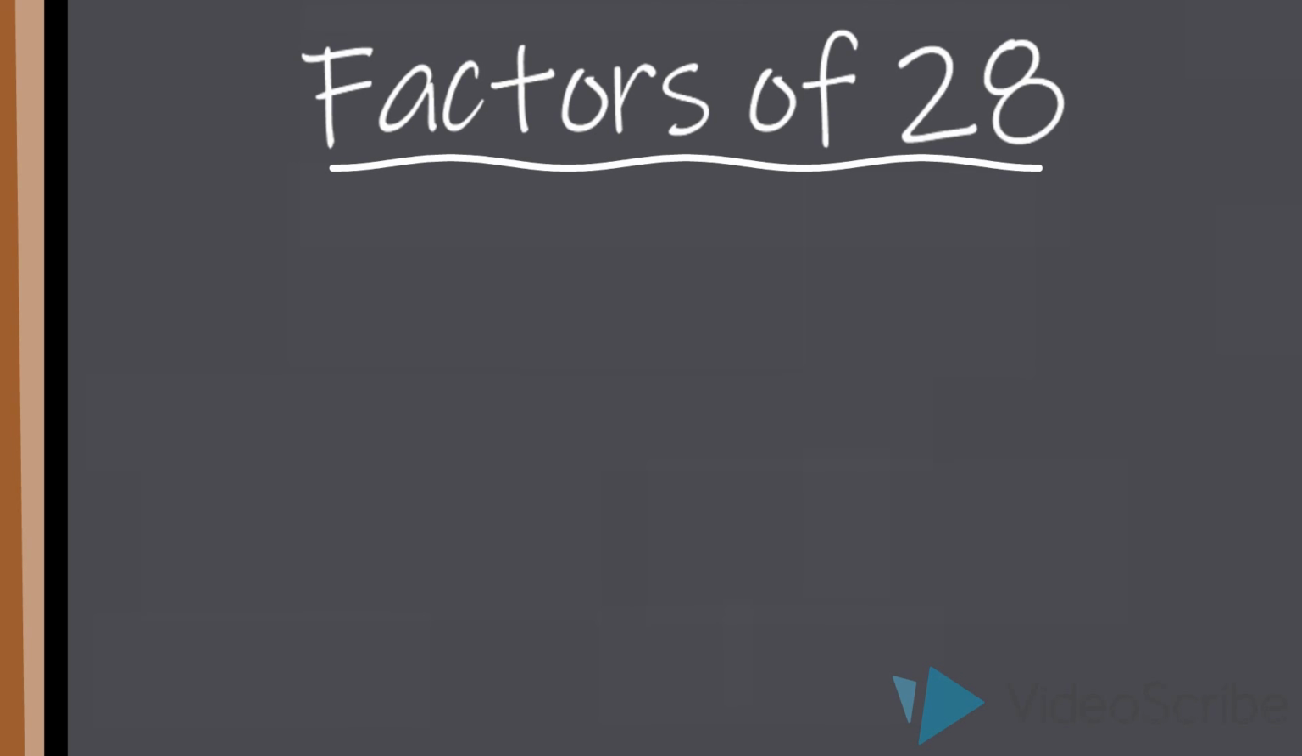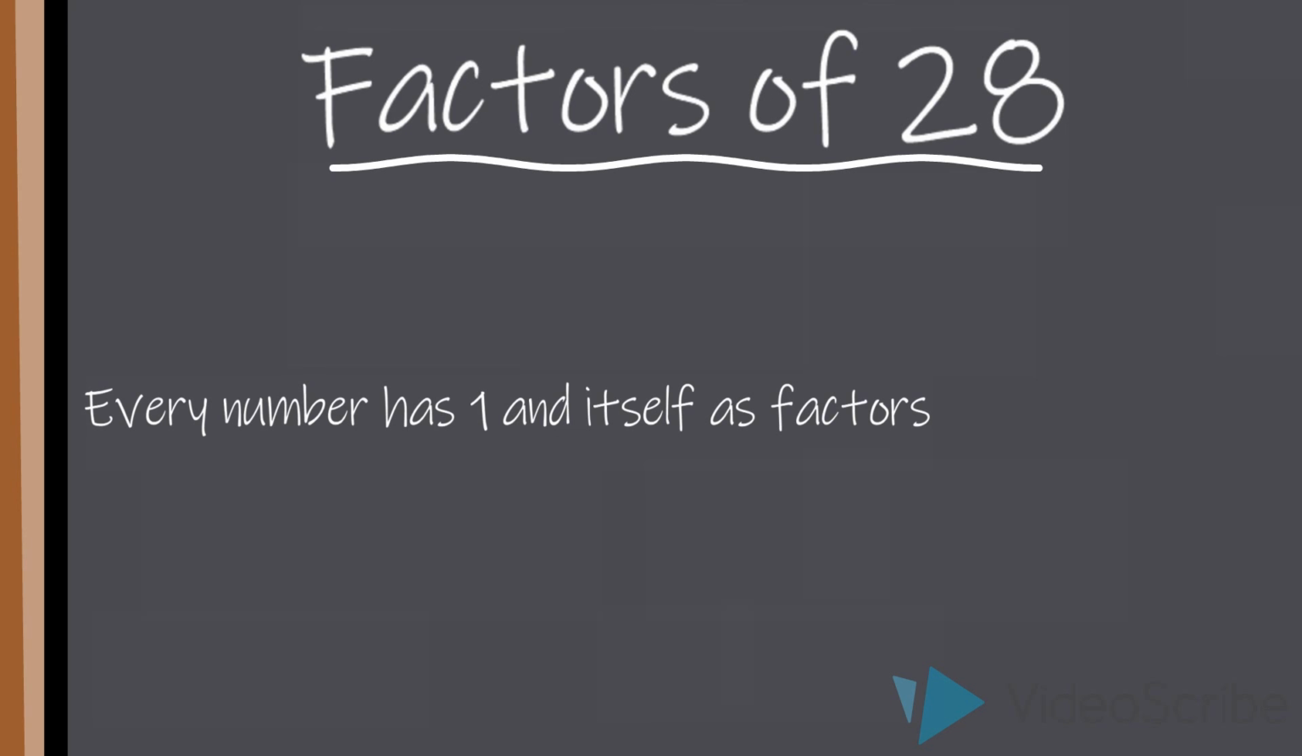To start, every number will always have 1 and itself as a factor. In another video, we're going to talk a little bit more about what numbers have that as its only set of factors. We call those prime numbers, but let's save that for another video. Let's see if this number has any more factors though.